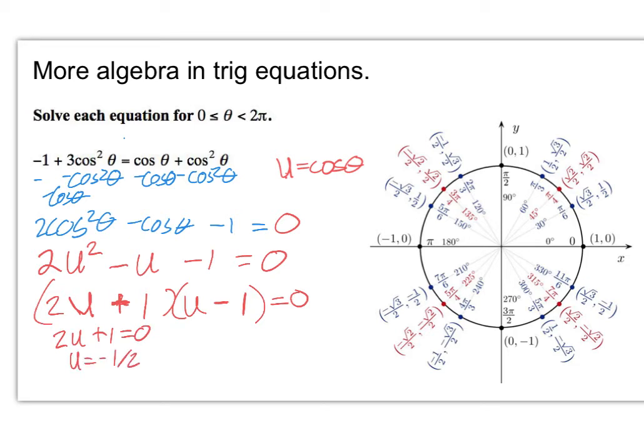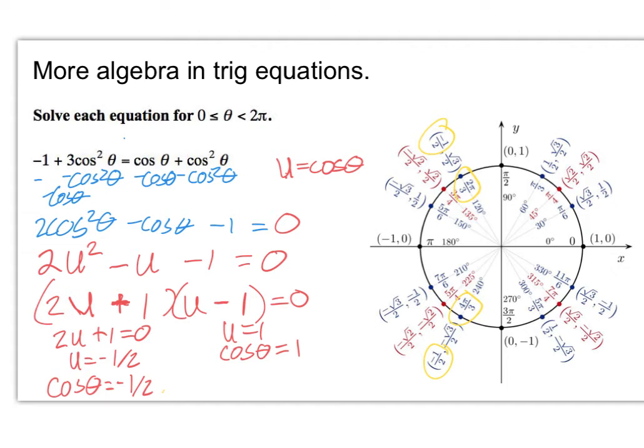And as we said, cosine was u. Cosine theta is negative a half. For my other part, I've got u equals 1. That means that cosine theta is equal to 1. And that's going to give me another value. So let's get these trig values. For cosine theta equals negative half, I'm looking for x is negative a half. That's going to happen here and here. So at 4 pi over 3 and 2 pi over 3.